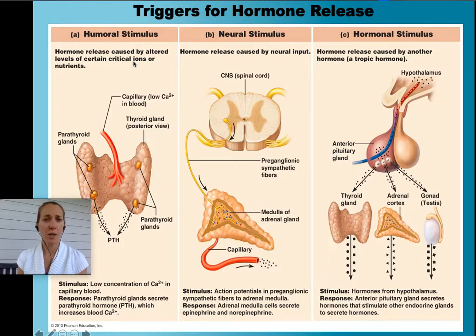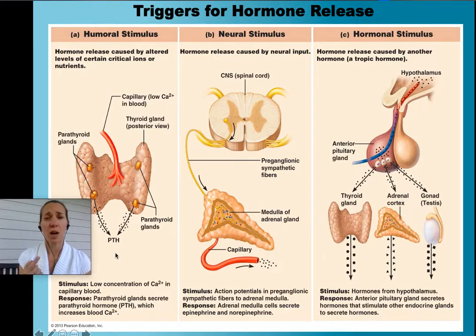Calcium is something that we have to regulate within a really narrow range. And as calcium levels in our blood drop, that is the signal that triggers our parathyroid gland to release parathyroid hormone. And we'll look later at how PTH then works to increase blood calcium.